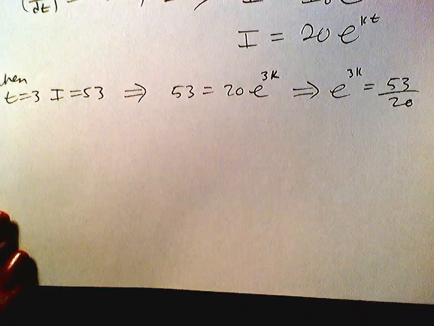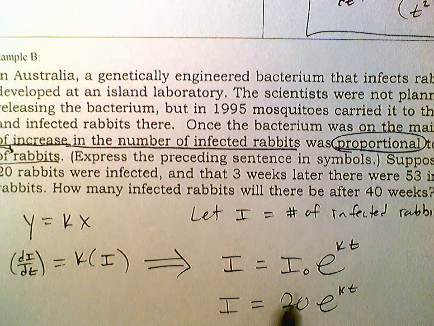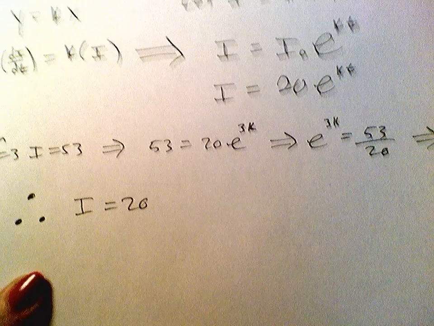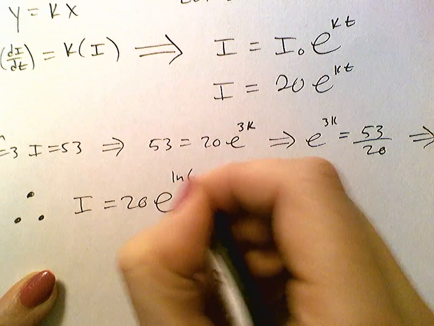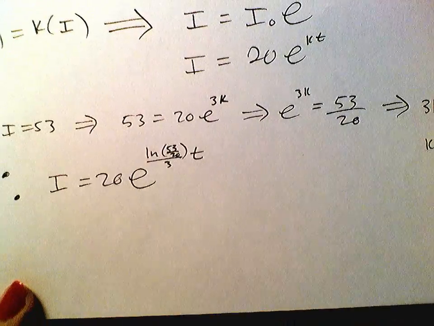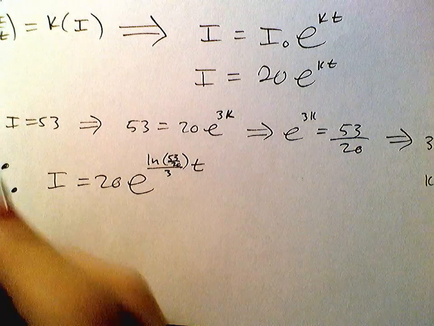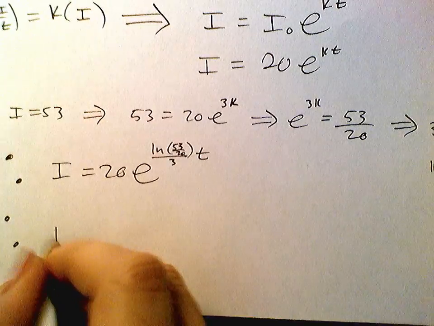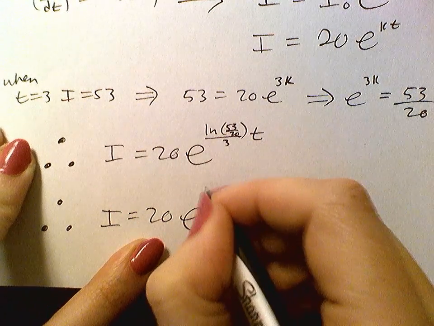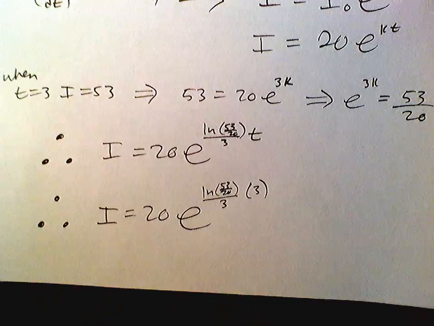Back over here, this formula is really great. Going from here to here avoids so much work. Therefore I can say that I is equal to 20 e to the natural log of 53 over 20, over 3, times t. This function is going to give us the number of infected rabbits at any time that we want. They want me to plug in t, so I is equal to 20 e to the natural log of 53 over 20, over 3, times 3.